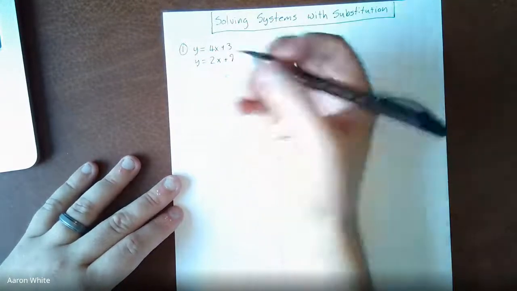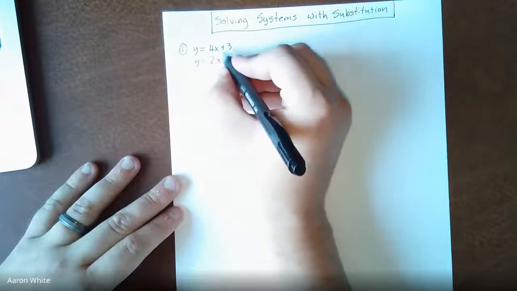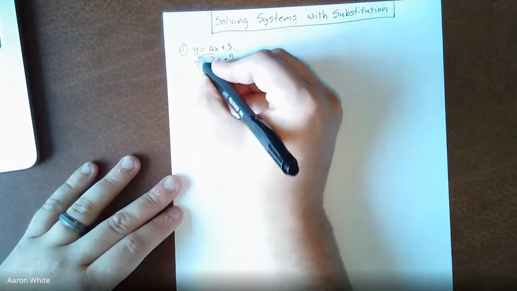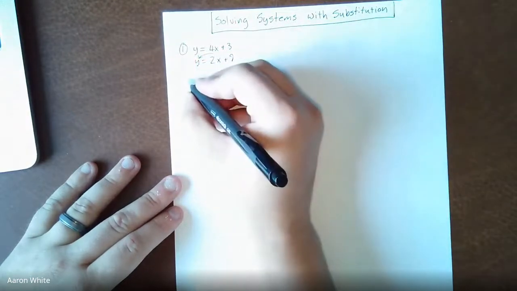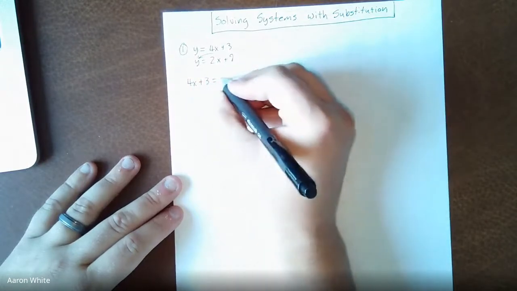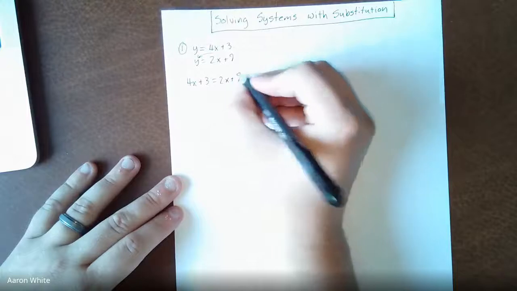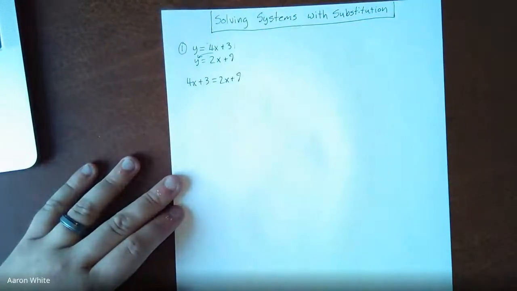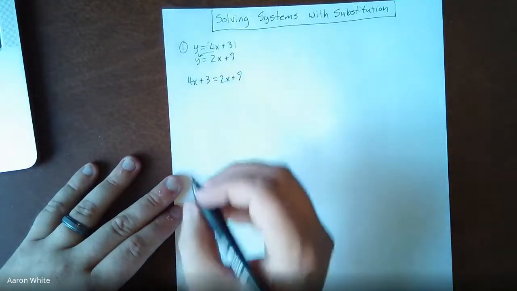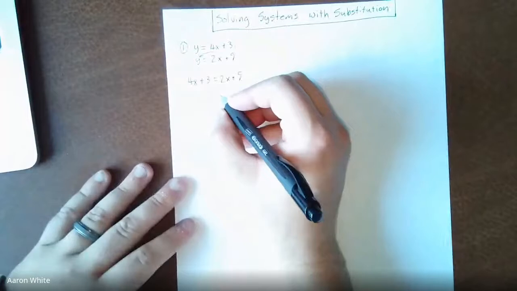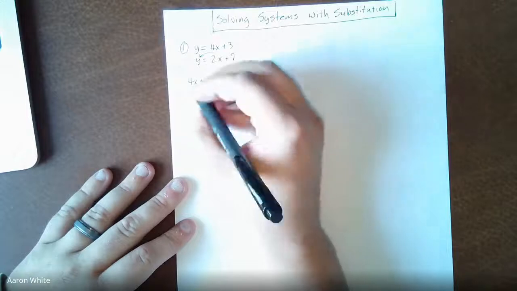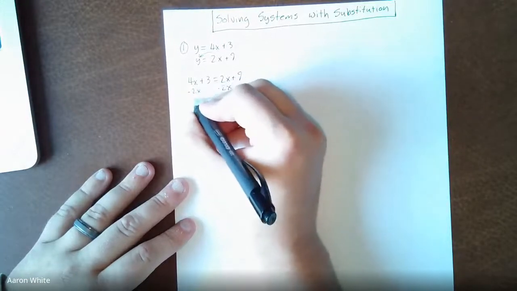So one way to think about it is, if y equals this stuff, I can take this stuff and substitute it in where I see y here. So what we'll actually have is 4x plus 3 equals 2x plus 9. And from there, we start trying to solve this equation. We're trying to get x by itself. So the first thing that I'm going to do, and there's a couple different ways that you could go about this that are going to get you to the same answer, I generally try to get the variables on one side first.